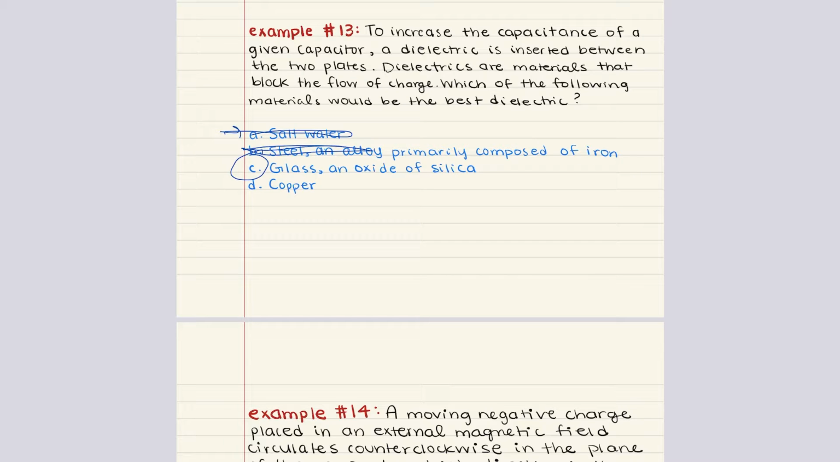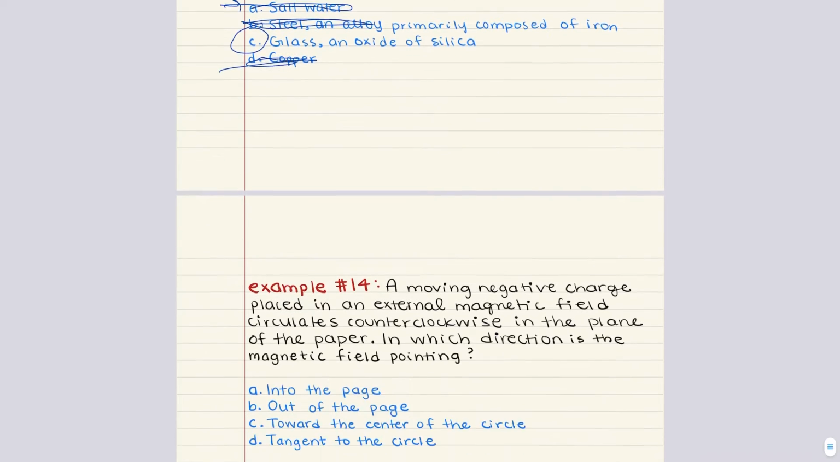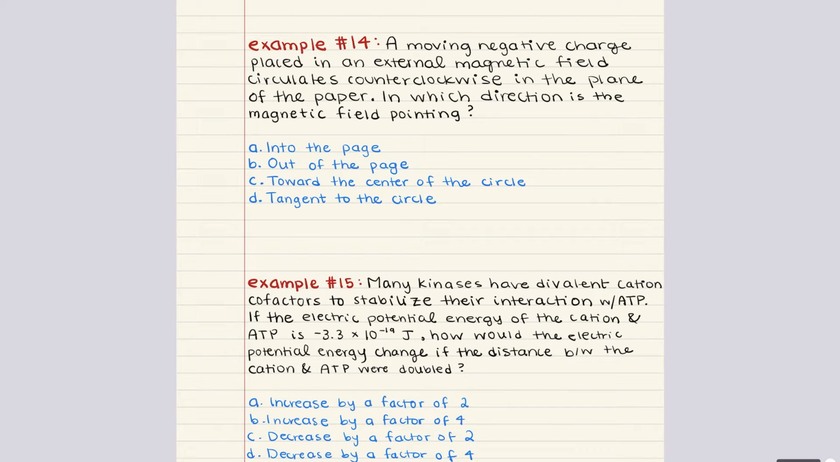D says copper. Copper is a metal, and like steel, it's a conductor. Conductors allow current to flow, and therefore, copper would not block the flow of charge between the plates, and it is not a good dielectric, so D is not the correct answer. Again, for problem 13, the correct answer is C. Moving on to problem 14.